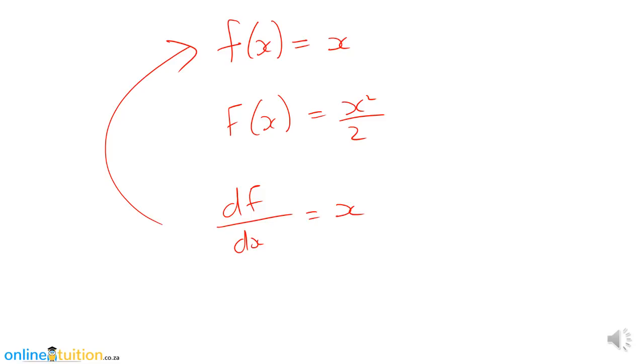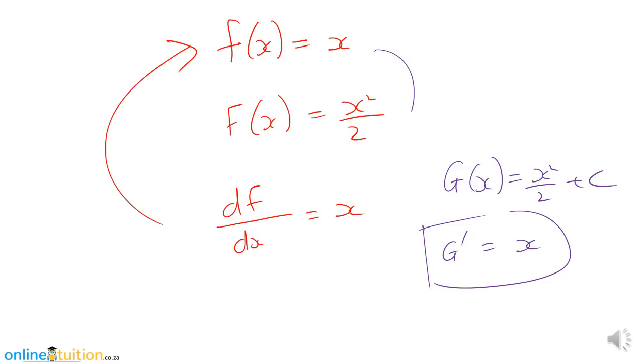So what if I gave you another function? I want to call that g of x. And that function is x squared over 2 plus some constant. What is the derivative of g of x, g prime of x? It's also going to be x. Why? Derivative of x squared over 2 is 2x over 2, which is x. Derivative of the constant is 0, and there we have it. So g prime of x is obviously f of x.